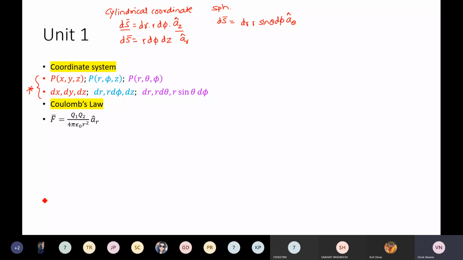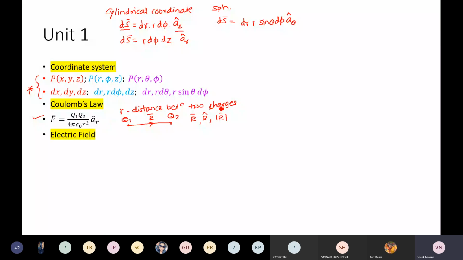Then second point, Coulomb's law. It has an expression for force of interaction: Q1 into Q2 upon 4 pi epsilon 0 r square a_R cap, where R is the distance between two charges, I will say Q1 and Q2. If here is Q1, it will have its coordinates, and if here is Q2, it will have its coordinates. We will have the direction r cap, and we will evaluate r bar, then r cap or a_R cap, and later on we can evaluate the force of interaction. The magnitude of r will also come here.